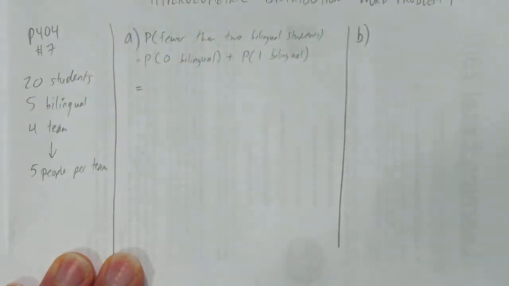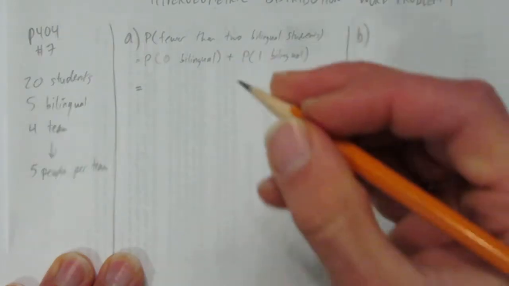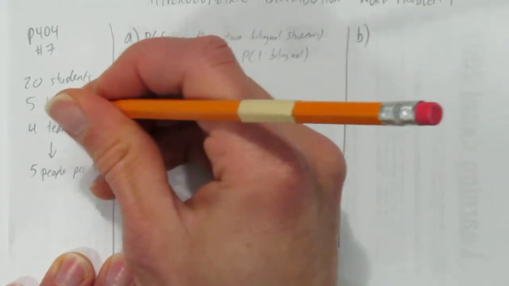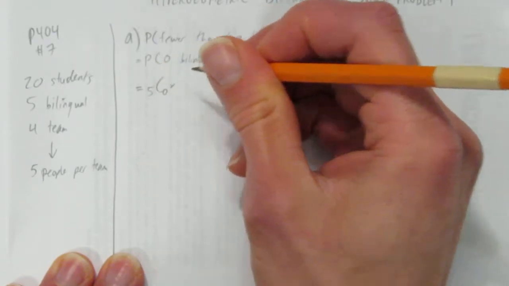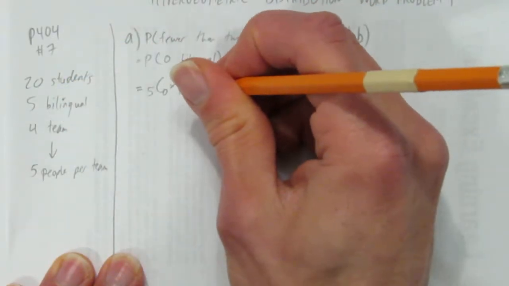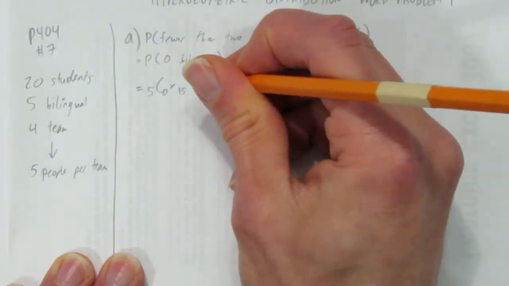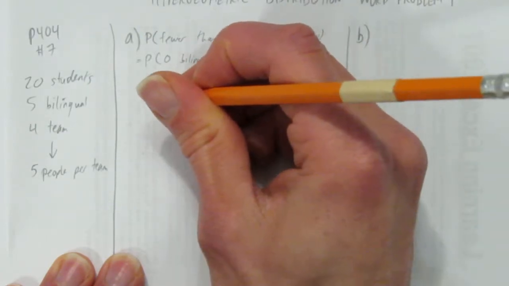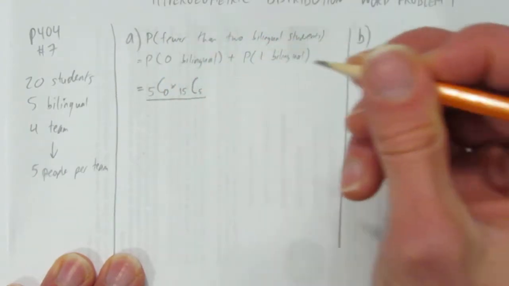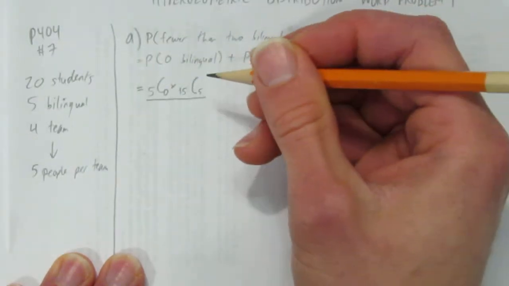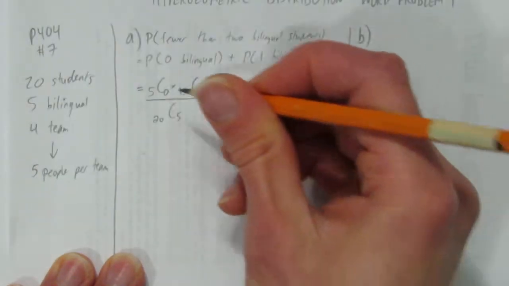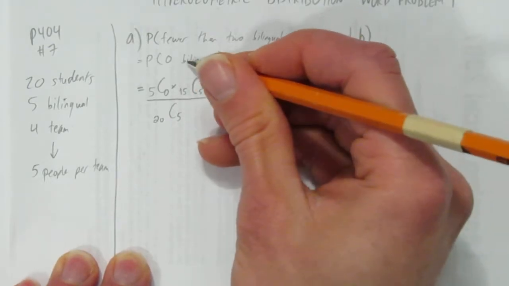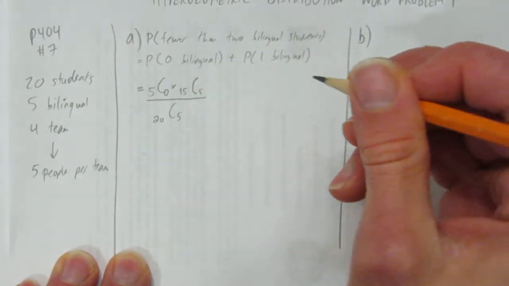So what's the probability that you have 0 bilingual students? Well, it's hypergeometric. So we want to have 0 bilingual students, which means from the 5 bilingual students, choose none of them, times the remaining 15 students, you choose all 5 students that you want on your team. That's the number of ways to pick them. What's the total number of ways you could pick with no restrictions? It's just 20 choose 5. So this fraction here represents the probability of choosing no bilingual students.